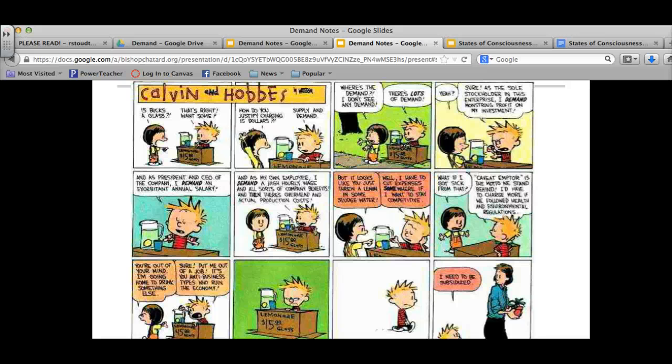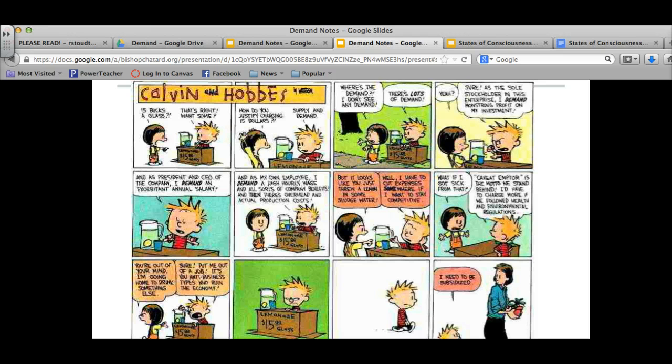As a sole stockholder in this enterprise, I demand monstrous profits reports on my investment. And as president and CEO of the company, I demand an exorbitant annual salary. And as my own employee, I demand a high hourly wage and all sorts of company benefits, and then there's overhead and actual production costs. Susie says, but it looks like you just threw a lemon in some sludge water. Calvin says, well, I have to cut expenses somewhere if I want to stay competitive.